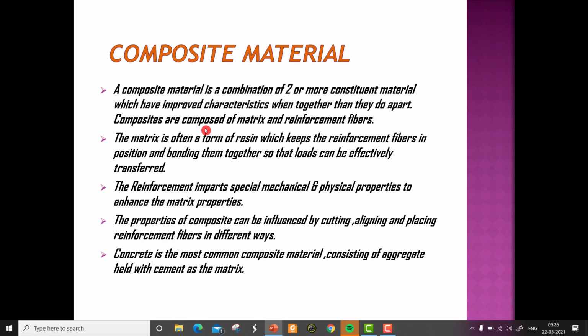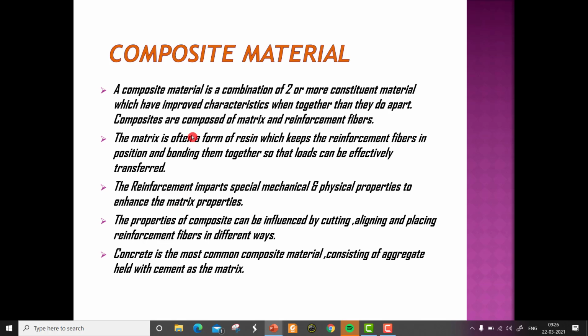So the composites are composed of matrix and reinforcement fibers. Why we are doing this is that if one material has some disadvantages or problematic issues, we will combine it with another material so that the combination will be a perfect combination. The matrix is often a form of resin which keeps the reinforcement fibers in position and bonds them together so that the loads can be effectively transferred. The matrix is assisted by the reinforcement fibers, which help the material take the loads effectively.